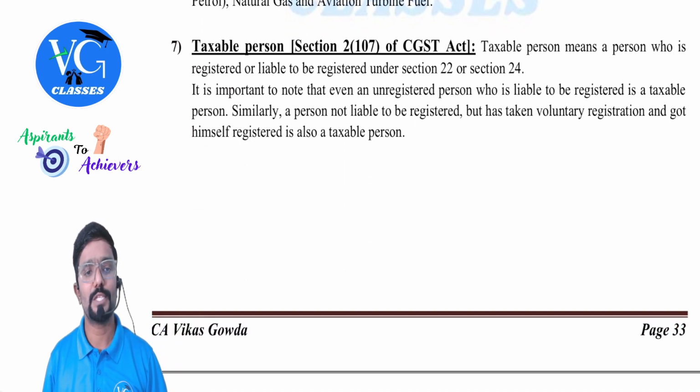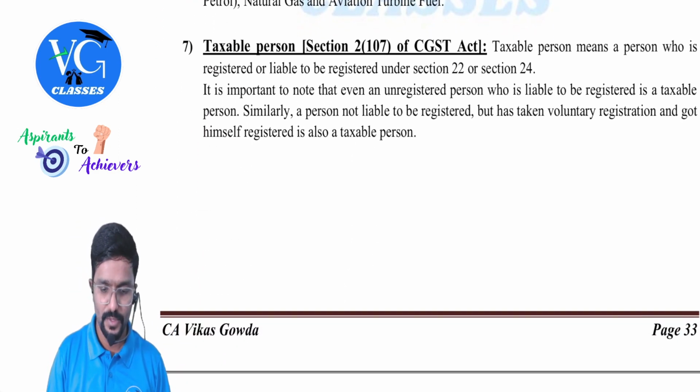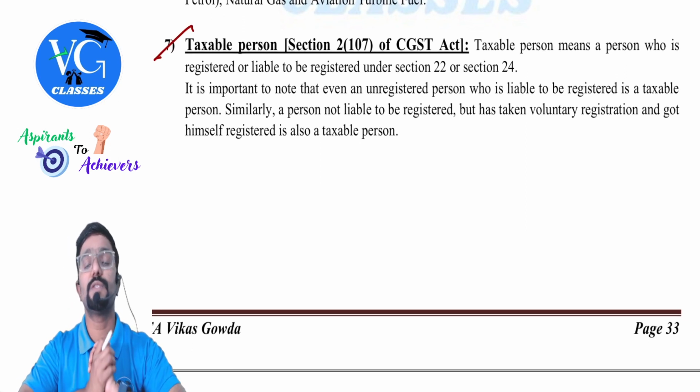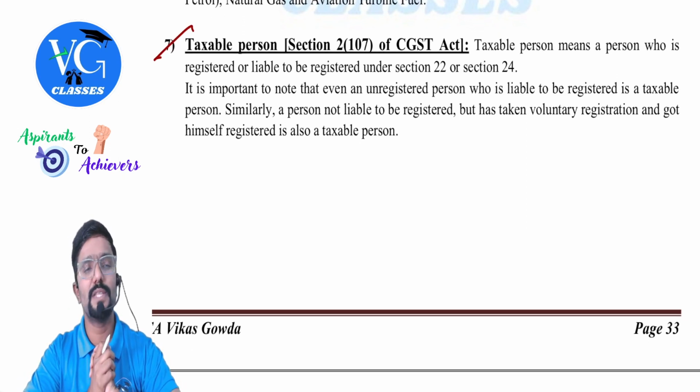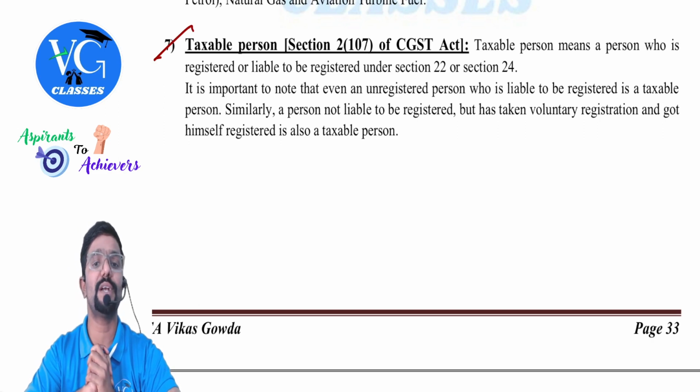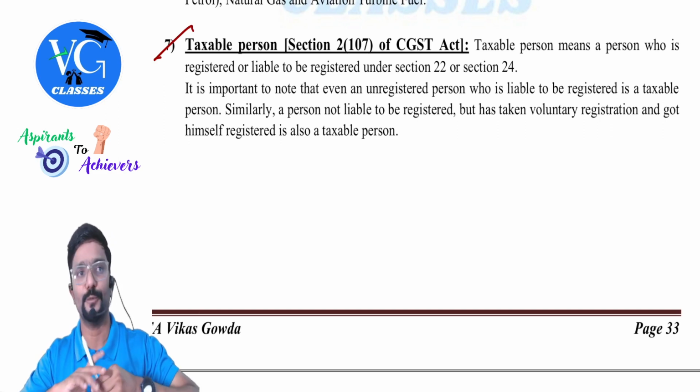Okay. Last one. Who is taxable person? Section 2 clause 107. One of the important points, guys, because they have used this word a number of times in the law. What is taxable person? Section 2 clause 107. Taxable person means a person who is registered or liable to be registered under section 22 or 24.